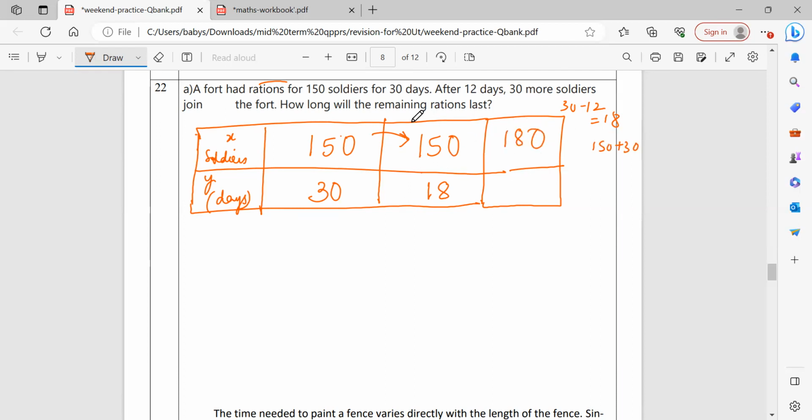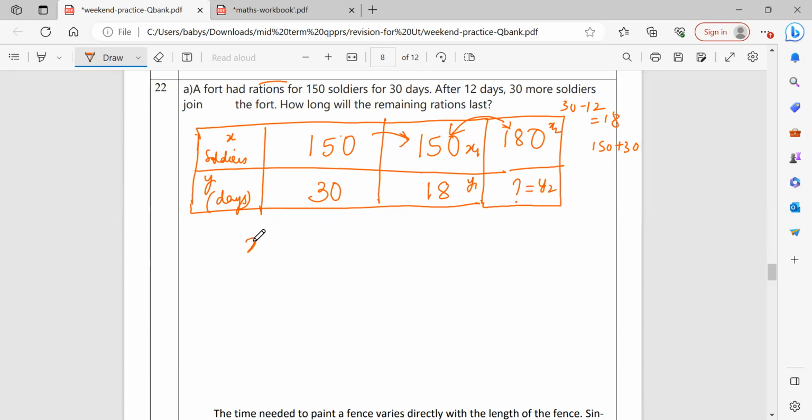Okay, 180 soldiers. And now we want to know how long the food will last. Naturally, it will last for fewer than 18 days. When there are 150 soldiers, the food will last for 18 days. With 180 soldiers, the food will last for fewer days, and we will calculate. We are studying the scenario after 12 days. This is X1, this is X2, this is Y1, and this is Y2, which is the unknown. I put a question mark.